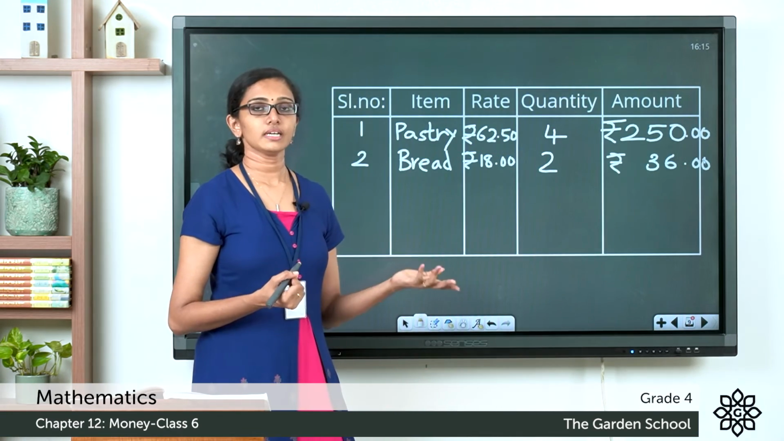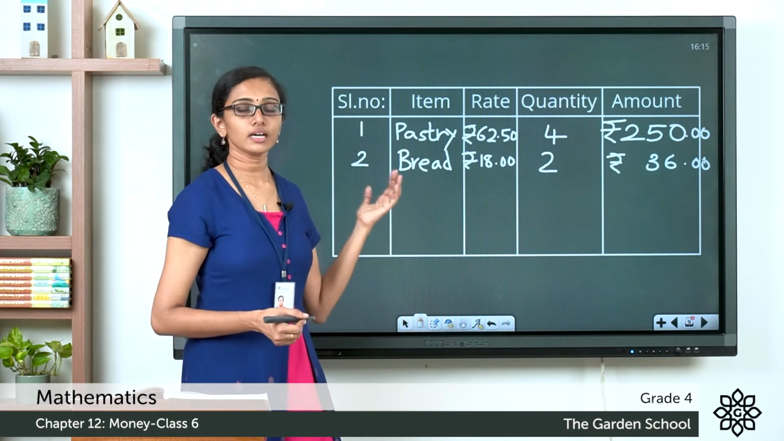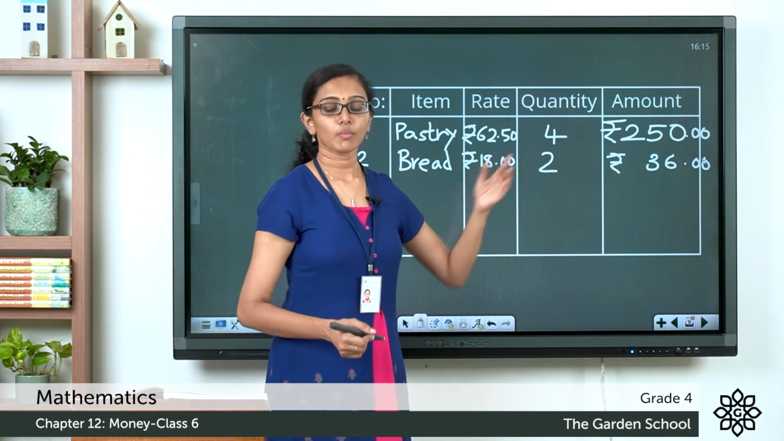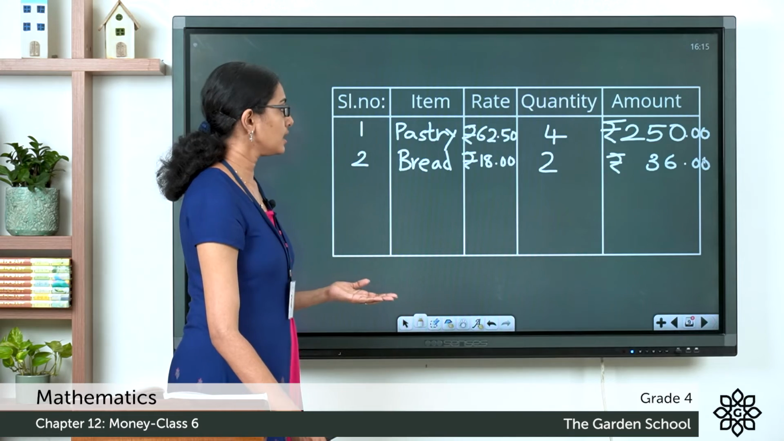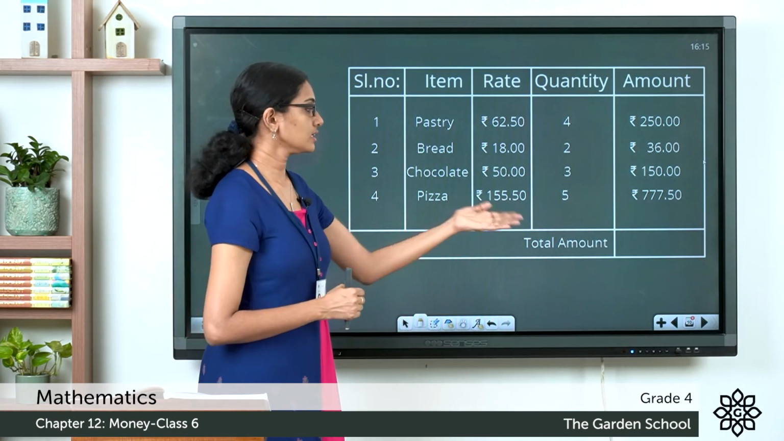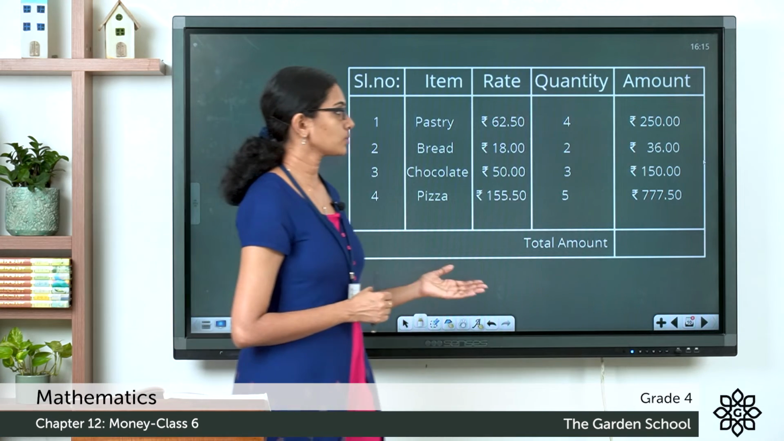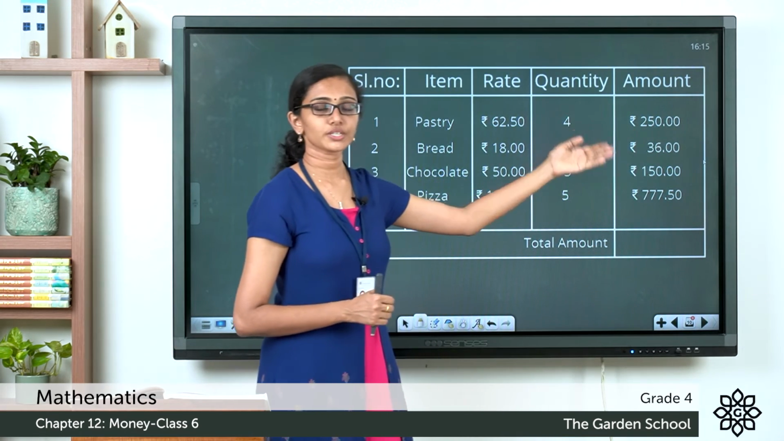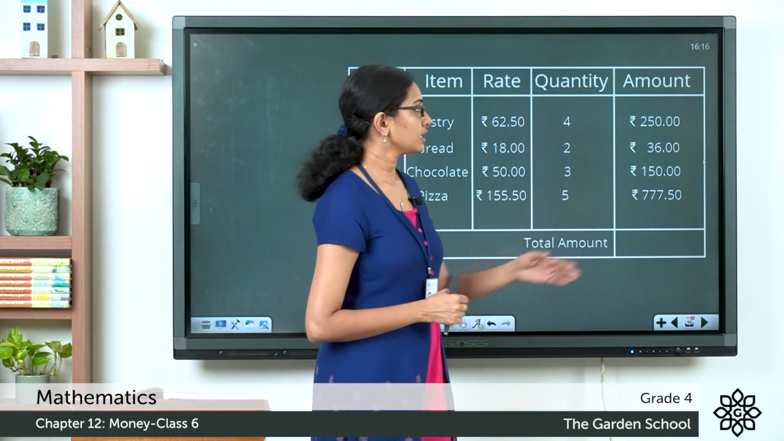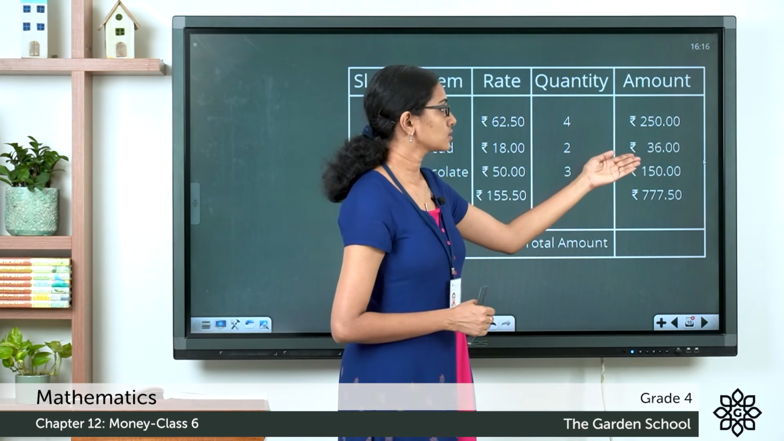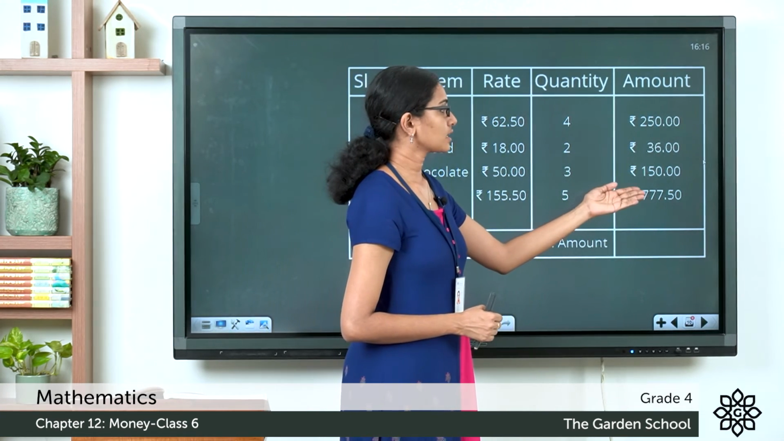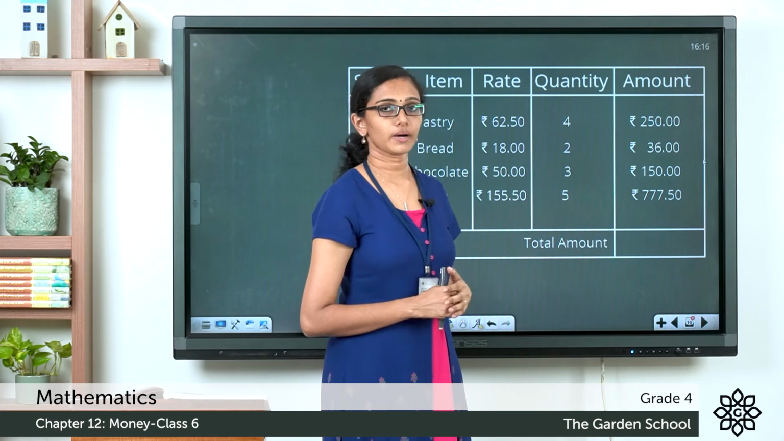So similarly, you have to write the name, the rate per item, the quantity and amount of the other 2 items in the bill, and you'll get a bill like this, and then you have to find the total amount. How do we do that? You have to add the cost of each of these items. So here the total amount will be 250 rupee plus 36 rupee plus 150 rupee plus 777 rupee 50 paise.